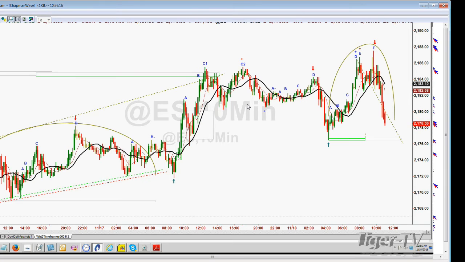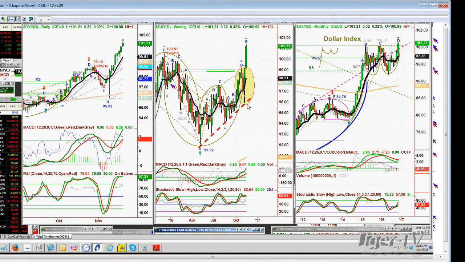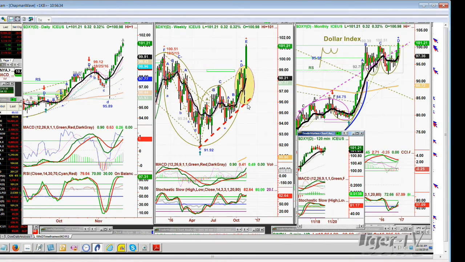And now we've broken that key support, and that's at 2178. So 2177 is going to be very, very important. Dow's down 36, S&P's down now 6. And within this context, what we're looking at is that I was showing you the dollar. The dollar has tremendous strength, but if I go to the 120-minute chart, I don't think I've updated it today.